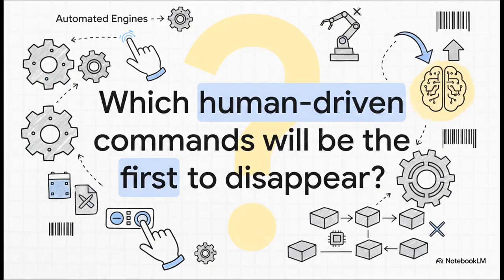So that leaves us with one final pretty big question to think about. We've just walked through this incredible system that's a mix of powerful automated engines and crucial human commands. As automation and AI keep getting smarter, which one of these human-driven commands do you think will be the first to just disappear? What happens to the supply chain when the system doesn't need a human to press the button anymore?